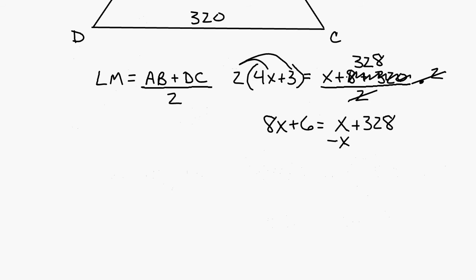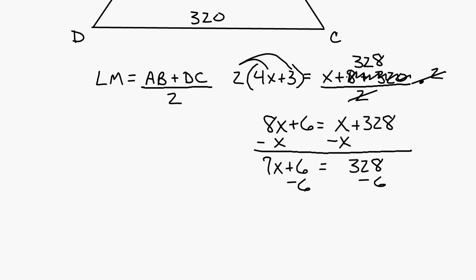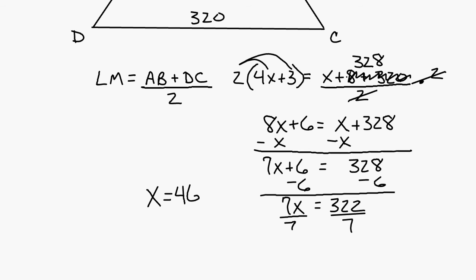Subtract x from each side. 7x plus 6 equals 328. Subtract 6 from each side. 7x equals 322. And divide by 7. x equals 46.